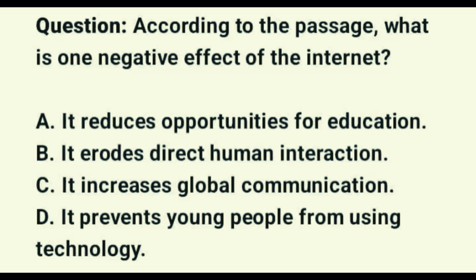So option A is opposite. Internet increases education opportunity. That's true. Option C, it's a positive effect, it's not negative. Option D isn't correct because the passage didn't say so. The passage didn't say anything like it prevents young people from using the internet. So the correct option remains option B. It erodes direct human interaction.